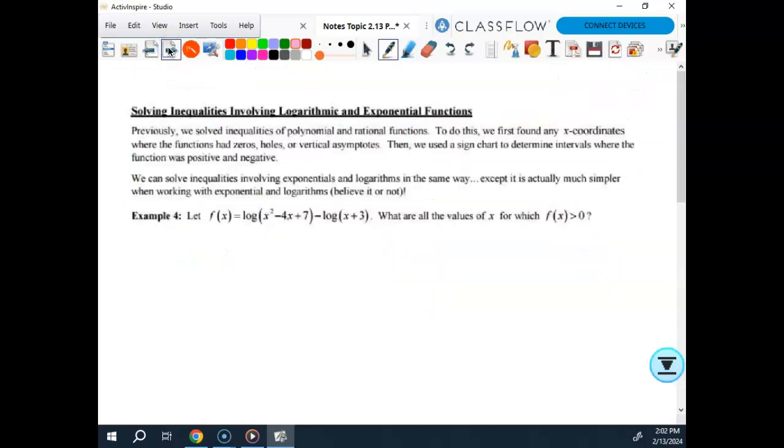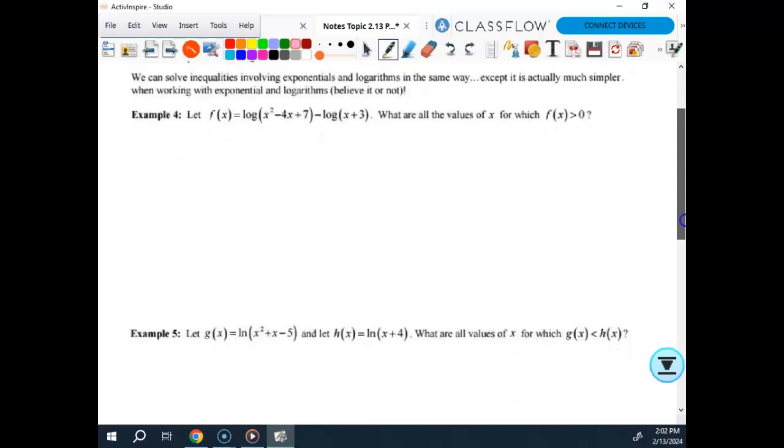Let's talk about some inequalities. So once again, we have this previously, which means we've already done it. We solved inequalities of polynomials and rationals. We found x coordinates that had zeros, holes, or vertical asymptotes. Then we used a sign chart. So we're doing back to sign charts because it's more inequalities. And so we can do this with exponentials and logarithms the same way, except actually it's much simpler when working with them, believe it or not.